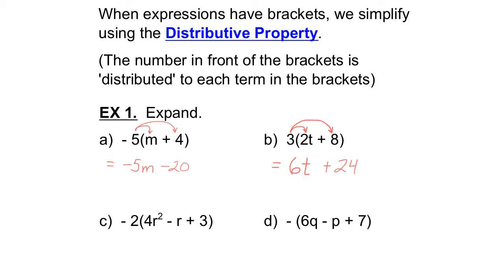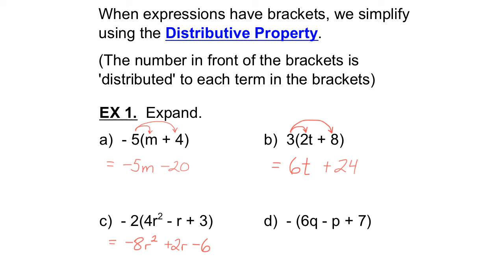We've got -2 multiplied by 4r squared minus r plus 3. The only reason some people find this tricky is because they don't know what to do with the exponent. Well, remember, it's just the coefficients that get multiplied. So it's -2 times 4, which is -8, but the r squared stays the same. And it's -2 times -1r. So you got a negative times a negative, that's positive. 2 times 1 is 2, so it's plus 2r. Then we have -2 times +3, that's -6. So our expression is -8r squared plus 2r minus 6.